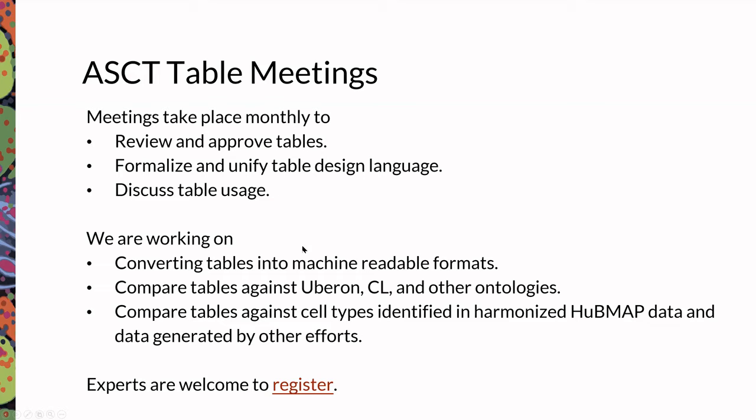And currently, we are working on converting these manually created tables into more machine-readable formats. We also compare these tables with the terminology used in Uberon and Cell Ontology and other gene and protein ontologies. And then, of course, we identify what is actually in the HuBMAP data, what anatomical structures are covered in there, what cell types are discovered in that data, and what biomarkers are currently used in HuBMAP and associated with certain cell types. And we try to get to a good match between the tables and the ontologies and what comes out of the data. And it matches partially right now. It doesn't fully match, as you can imagine.